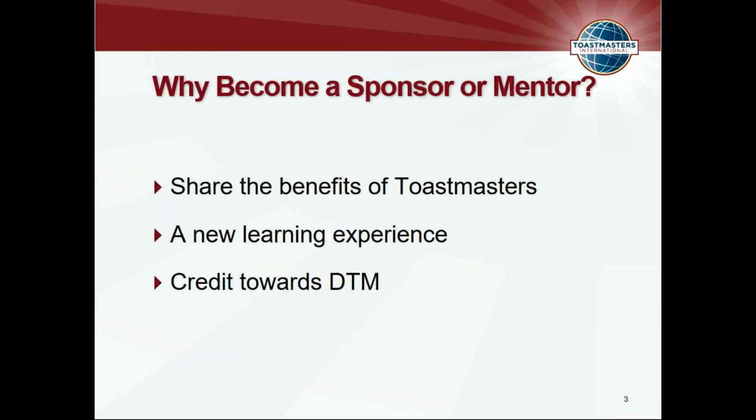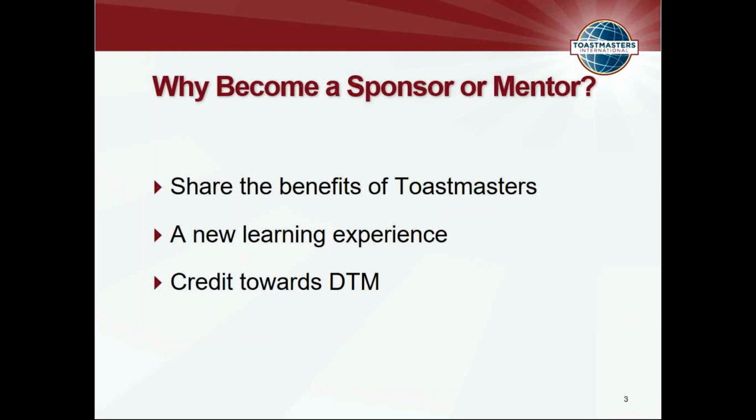And the way you receive credit for being a sponsor or a mentor is different under the current education program and under the upcoming Pathways program. At this point, under the current education program, club coaches with existing clubs and club sponsors and mentors with new clubs, all of them are considered equal. You're required to achieve one of those roles in order to qualify for Distinguished Toastmaster, actually for Advanced Leader Silver, which is a requirement for your DTM.